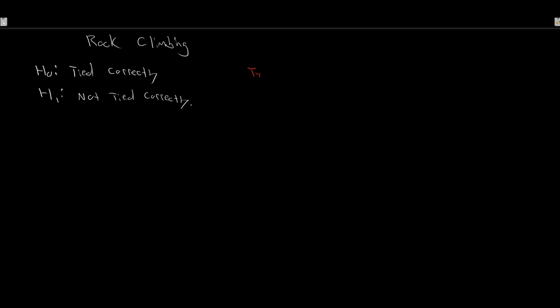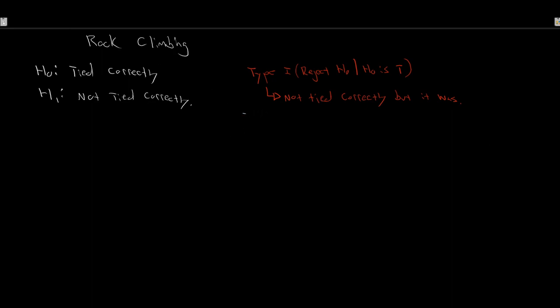We have our type 1 error. Type 1 error, this is that we reject our null given that the null is true. So, okay, in this case, we reject our null. If we reject our null, we believe that it's not tied correctly. So type 1 error would be saying that it was not tied correctly, but it actually was tied correctly. So, oops, we made a mistake. We retied our knot, but it was actually tied correctly.